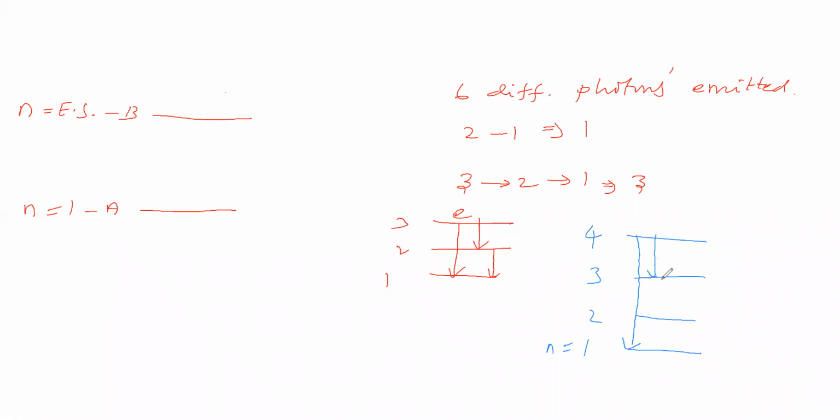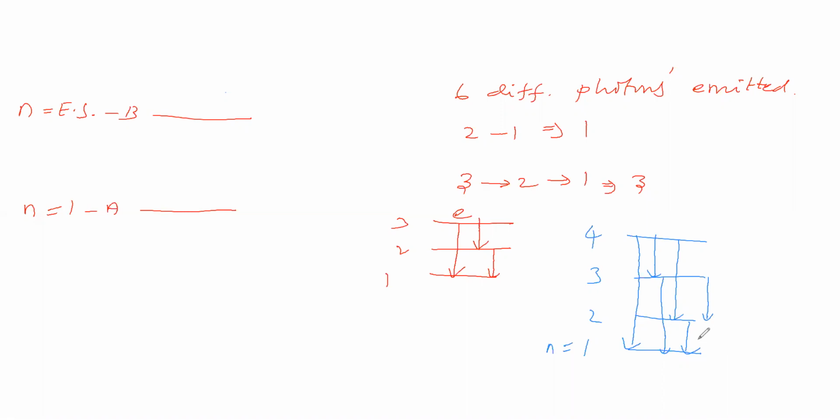4 to 3, 3 to 1. It is one possibility. Next step: 4 to 2, 2 to 1. This is one possibility. Next possibility, here 4 to 3 means from third to 2, then 2 to 1. This is also one possibility.